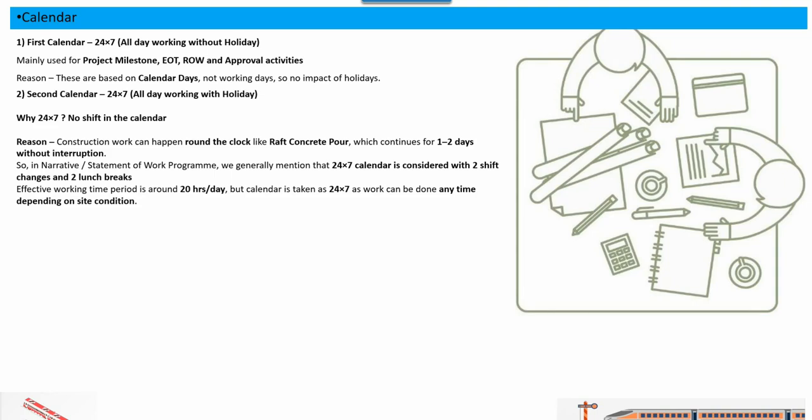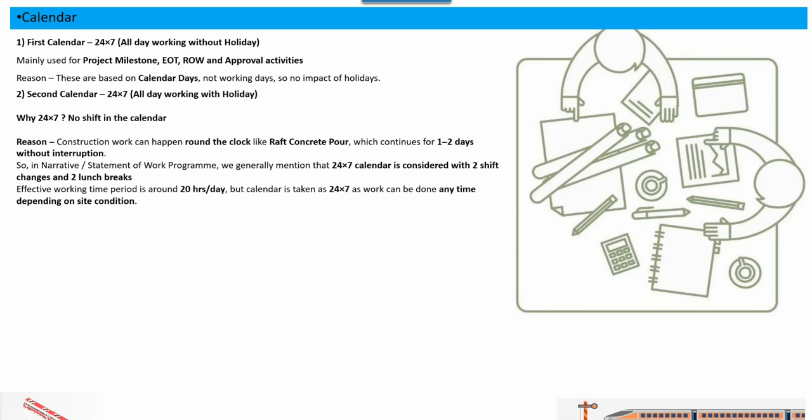The second calendar is 24/7, all days working with holidays. So why 24/7? Why am I not considering any shift? The reason behind that is that construction work can happen round the clock, like a raft concrete pour, which can continue for 1 or 2 days without interruption. That's why we are taking 24 into 7. That work can be performed at any time frame.